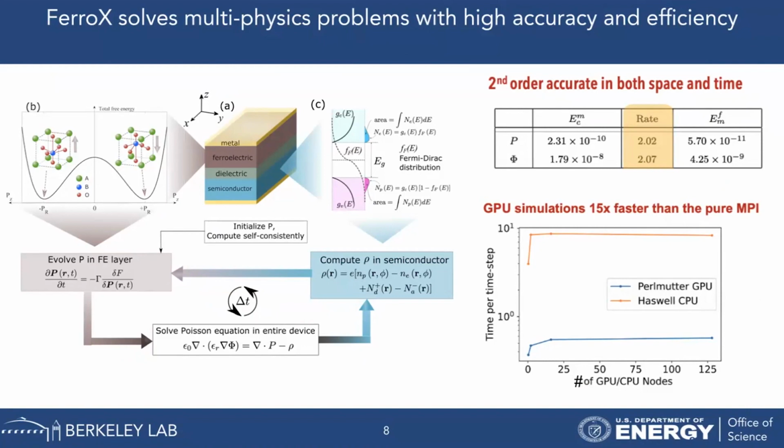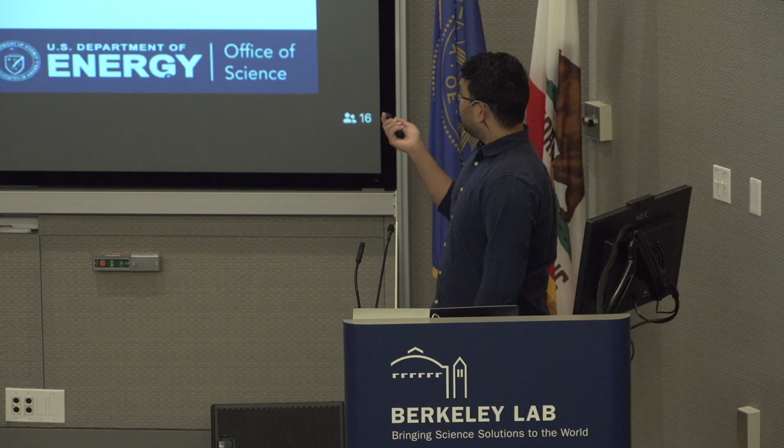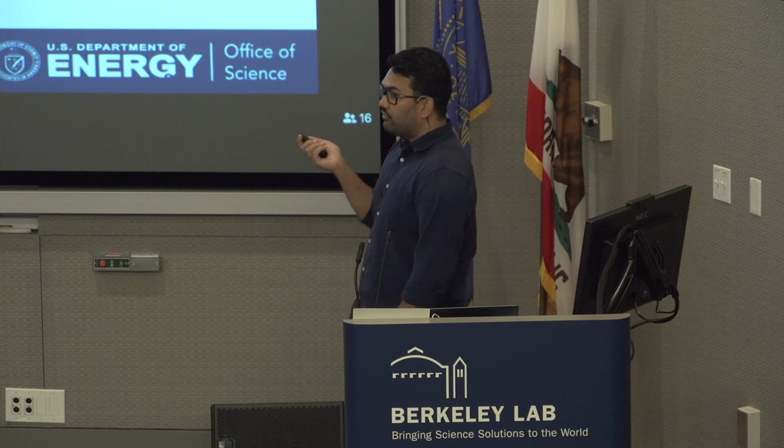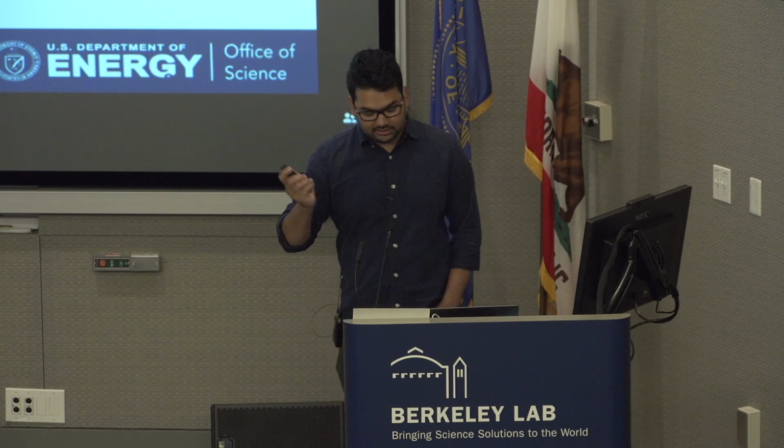We implemented a second order accurate scheme in both space and time for solving these equations. And our convergence and accuracy test shows that both polarization and electric potential indeed have second order accuracy in both space and time. To assess the performance of the code, we performed a weak scaling study.